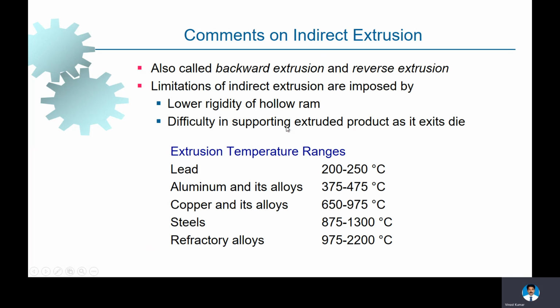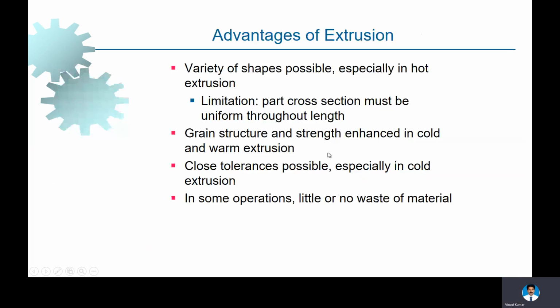Now, comments on extrusion: the temperature ranges for extrusion are lead 200 to 250, aluminum 375 to 475, then copper and its alloys 650 to 975. These are the temperature ranges. Steels and refractory alloys will have high temperature ranges, above 800 degrees Celsius. These are the extrusion machines, and now the advantages of extrusion are that a variety of shapes can be produced using the extrusion process.